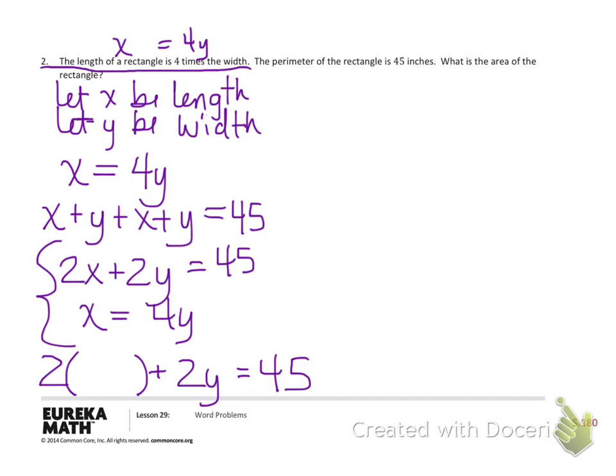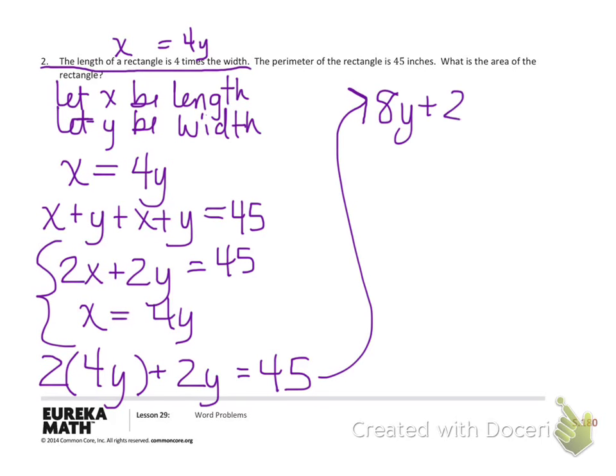And once again, x is equal to 4y. So instead of putting x in here, I can put 4y in there. Let's move back up to the top here. So this gives me 8y plus 2y is equal to 45.